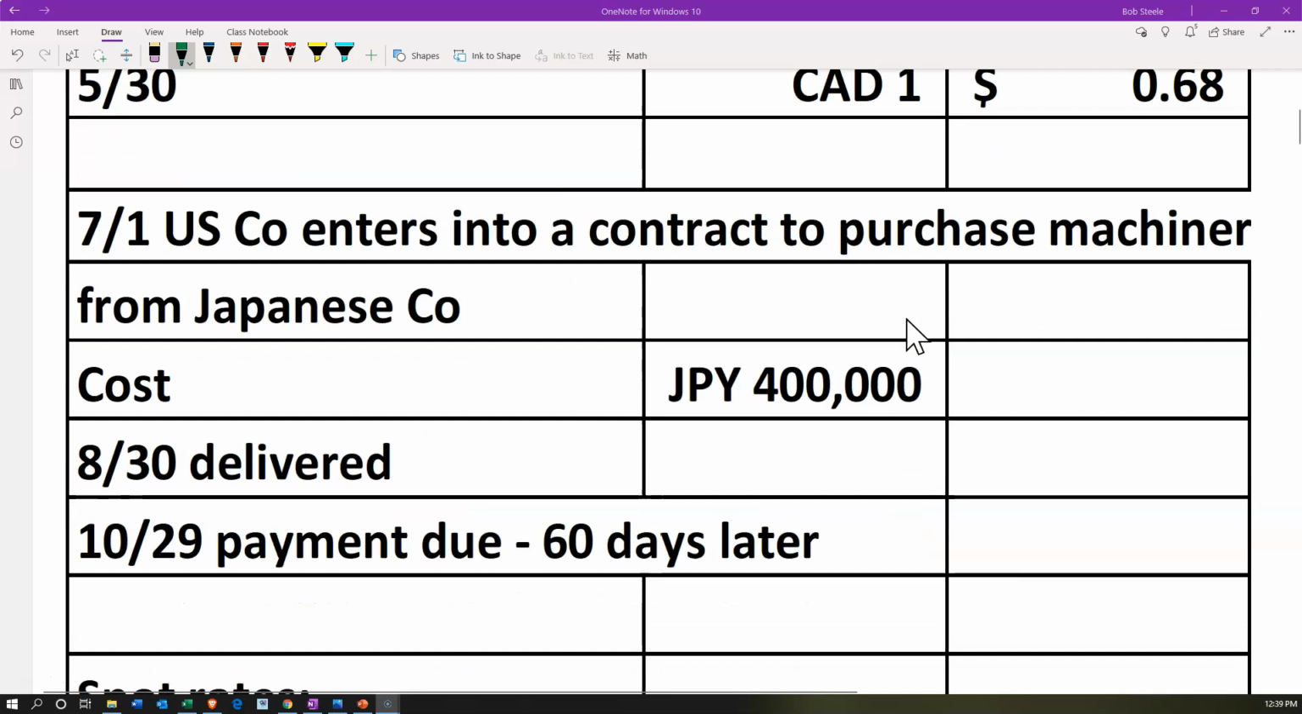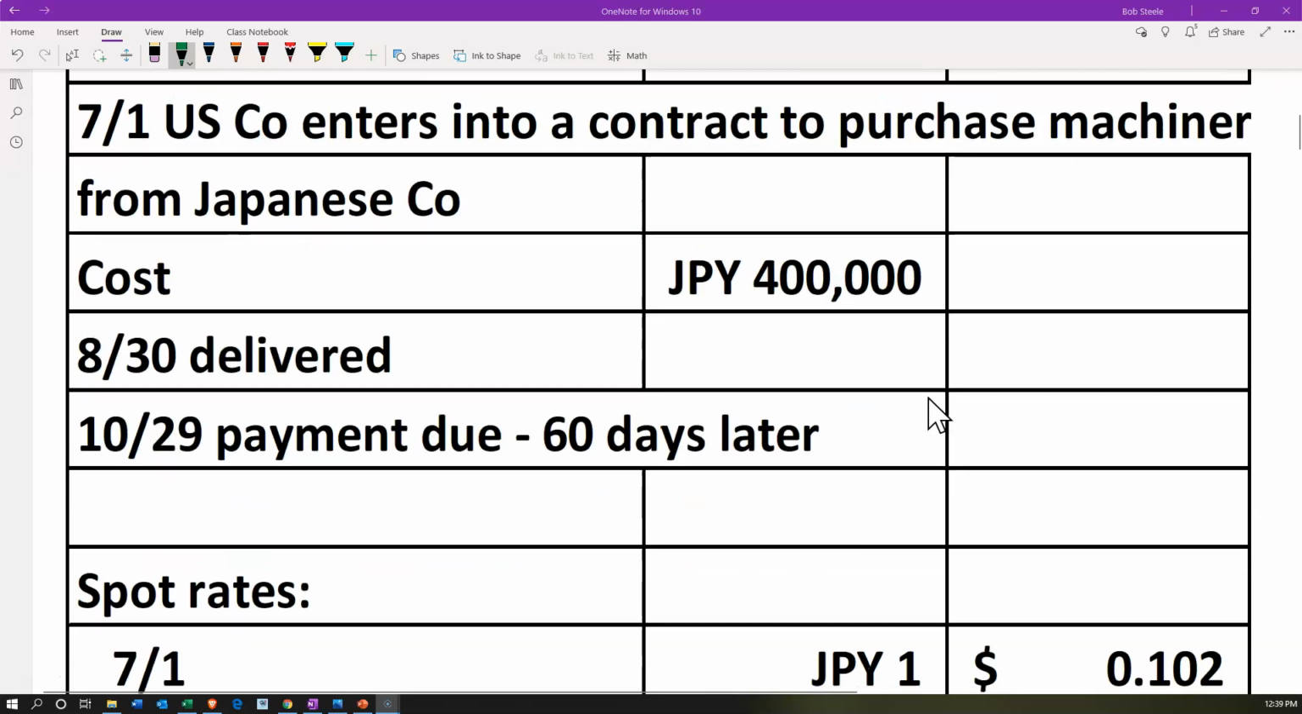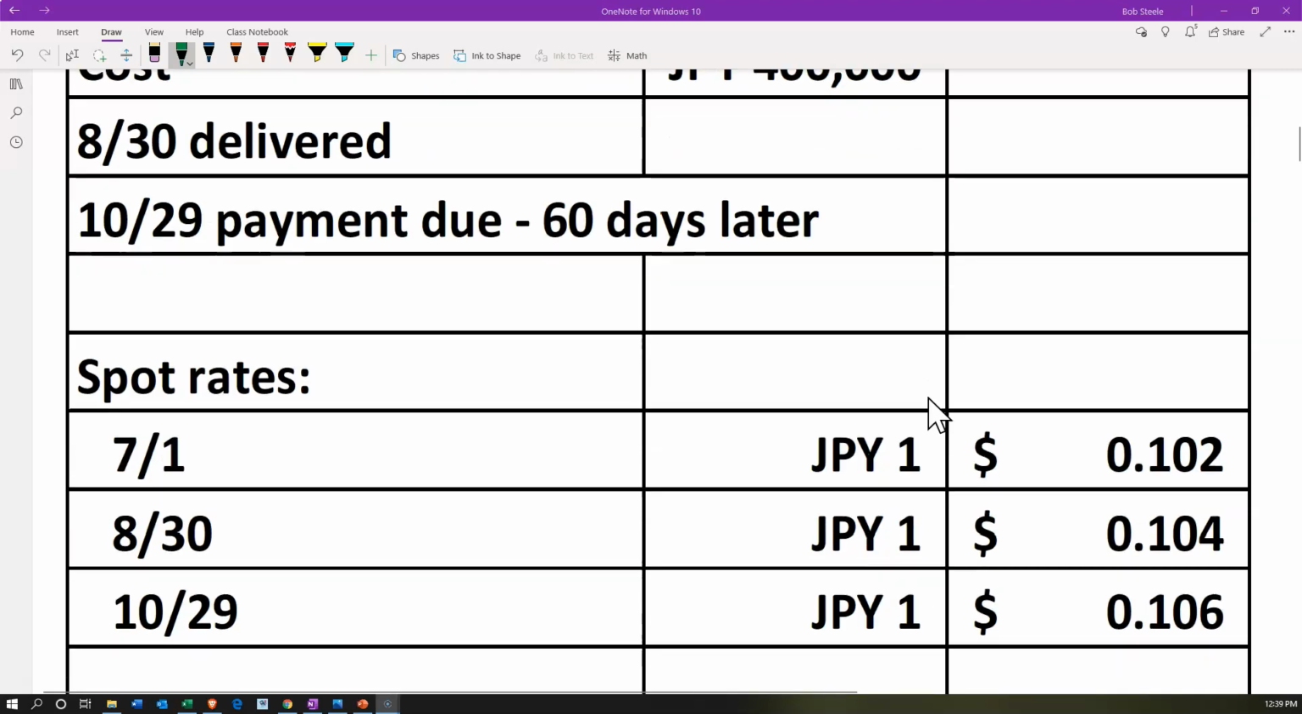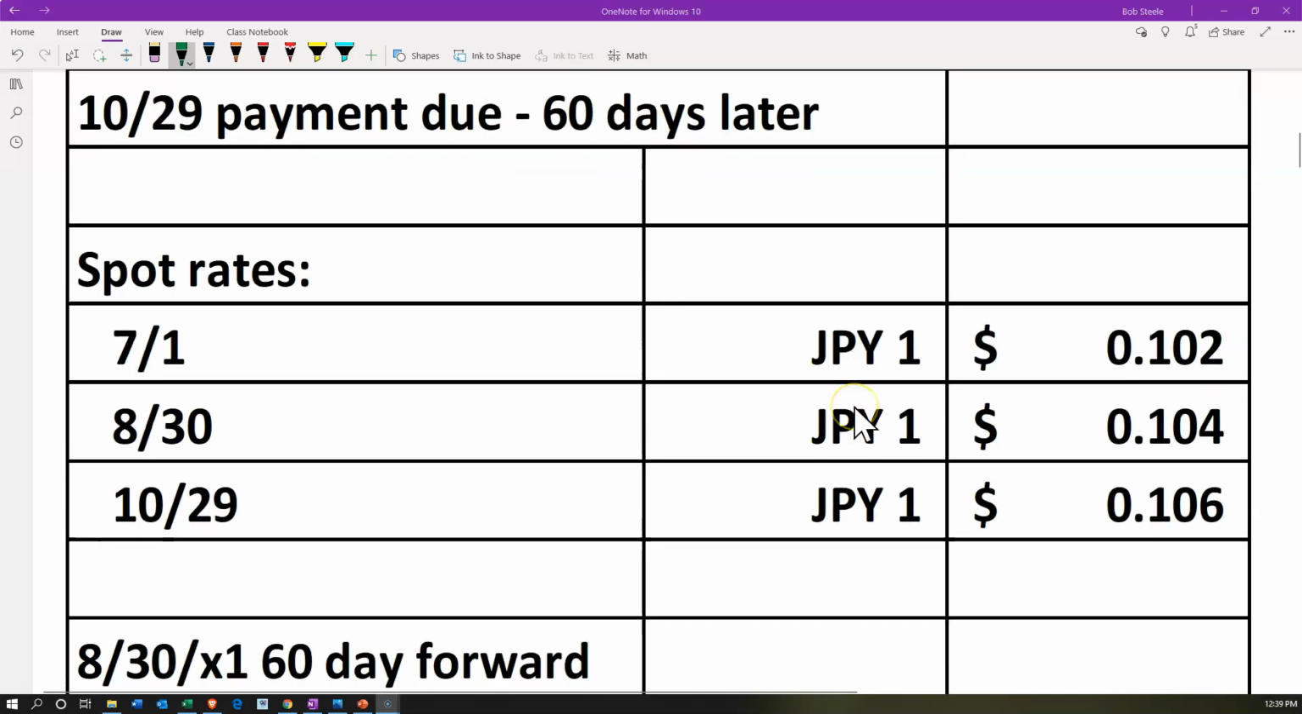Next scenario, on 7/1, US company, us once again, enters into a contract to purchase machinery from a Japanese company. So now we're purchasing machinery from a Japanese company. We have a cost of 400,000 yen, and the machinery is going to be delivered on 8/30. So that's when the actual delivery happens. And then on 10/29, the payment is due 60 days later. So then we're going to have the relevant spot rates for that on 7/1, 8/30, and 10/29, this time comparing 1 yen to the relevant dollar amount.